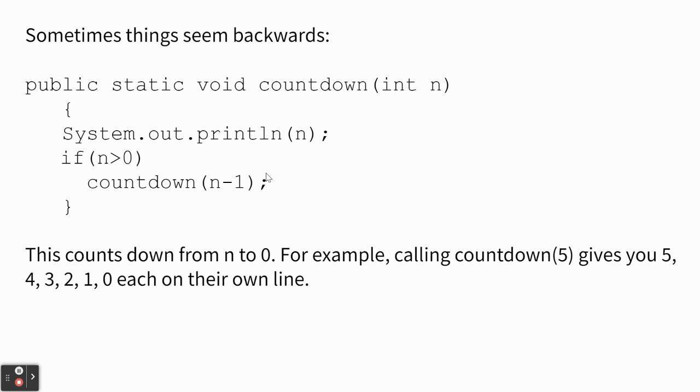Here's one. It counts down from whatever number you send in to 0, printing each number on its own line, right? If we send over 5, it prints a 5, and then it calls it with a 4 and a 3 and a 2 and a 1, and finally even the 0 prints. If n is greater than 0, it keeps going, and if n isn't greater than 0, it's done.